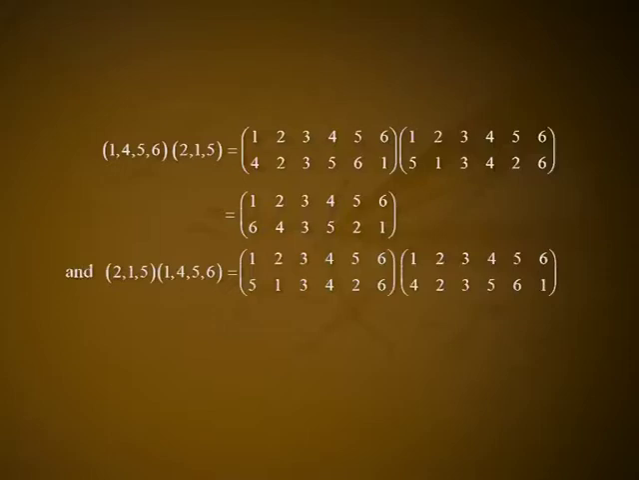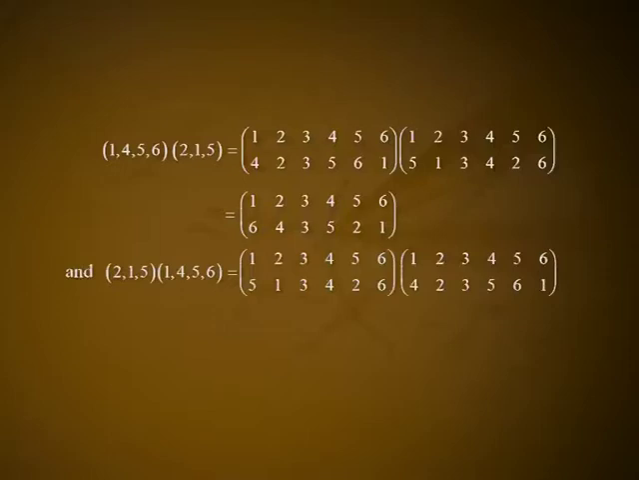Then (1, 4, 5, 6) times (2, 1, 5) is equal to the permutation 1 to 4, 2 to 2, 3 to 3, 4 to 5, 5 to 6, 6 to 1, times the permutation 1 to 5, 2 to 1, 3 to 3, 4 to 4, 5 to 2, 6 to 6, which is equal to the permutation 1 to 6, 2 to 4, 3 to 3, 4 to 5, 5 to 2, 6 to 1.